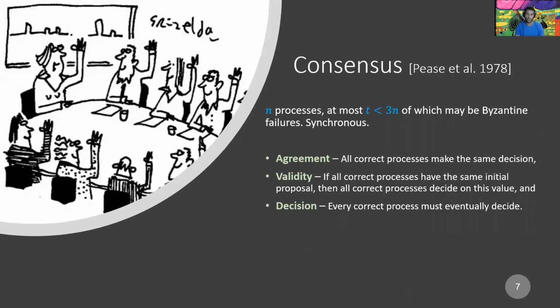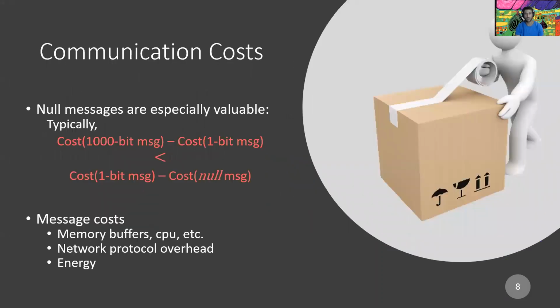We consider the standard consensus problem by Pease, Shostak, and Lamport, where less than a third of the processes are Byzantine faulty in the synchronous setting. Every execution must satisfy agreement, validity, and decision, and we want our solutions to be efficient in both time and communication. To this end, we note that null messages, that is, communicating by not sending a message, are especially valuable. In TCP, for example, the cost of sending a single bit message is similar to the cost of sending a 1000-bit message, and it is much more than the cost of not sending a message.